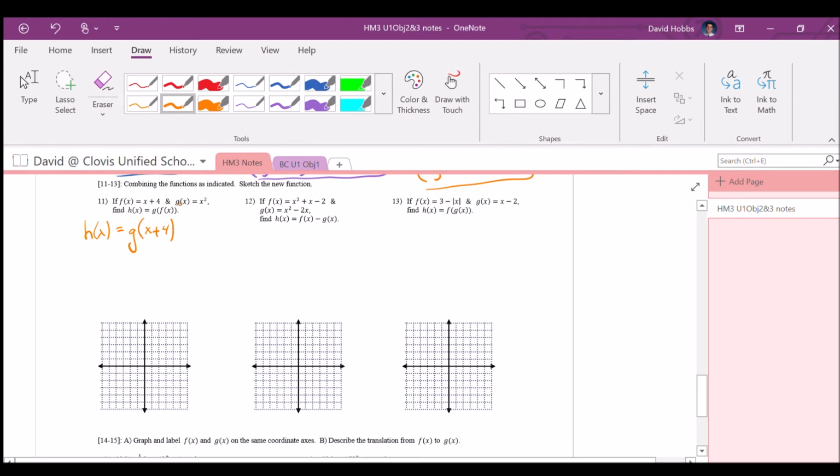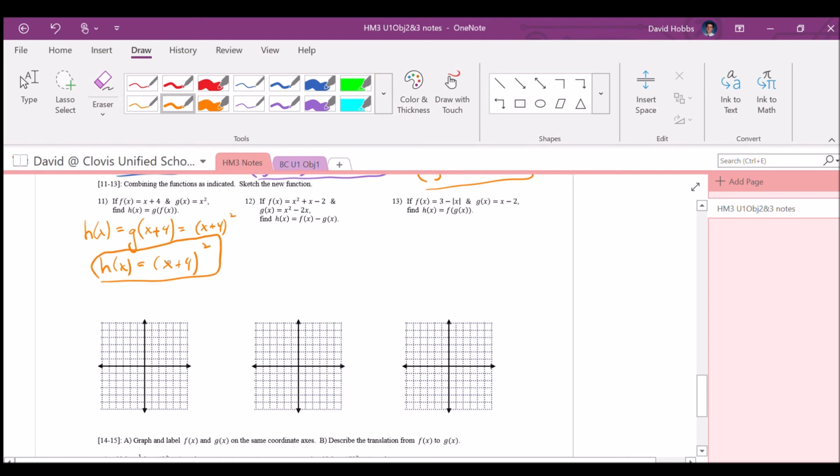Now, the function g says whatever you input, you're going to square it. So whatever I input, I'm going to square it. What am I inputting? Well, I'm inputting x plus 4. So that's what h of x is, what g of f of x is. It's x plus 4 quantity squared.